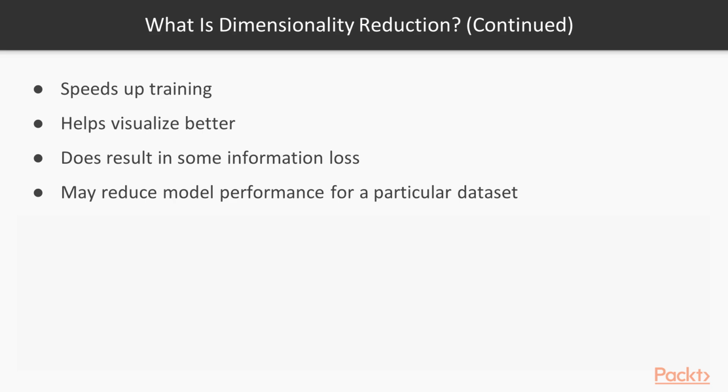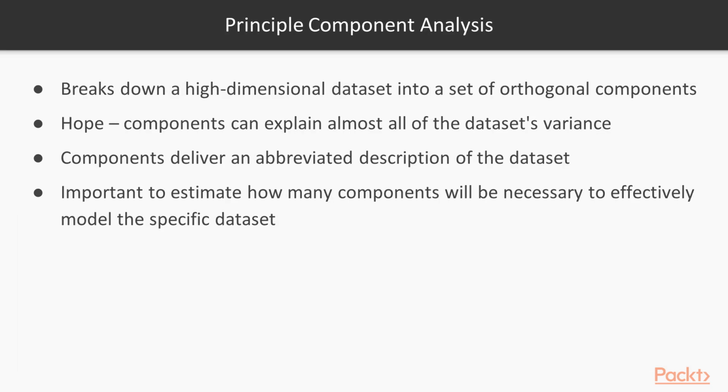So in many use cases, it might be fine to simplify our data set and make it more efficient for real world applications. Principal component analysis is a mainstream technique for dimensionality reduction. It breaks down a high dimension data set into a set of orthogonal components. The hope is that these components can explain almost all of the dataset's variance.